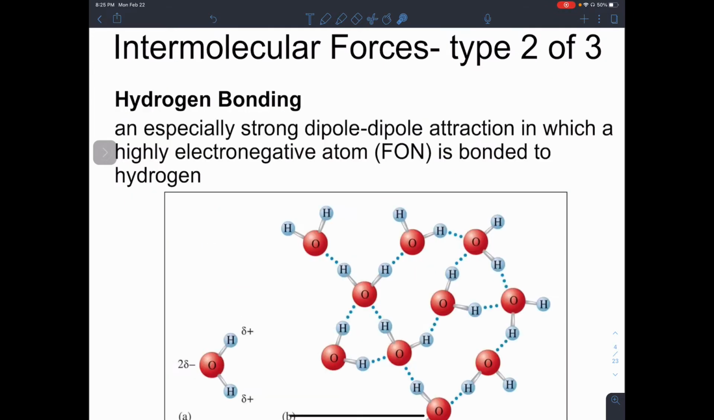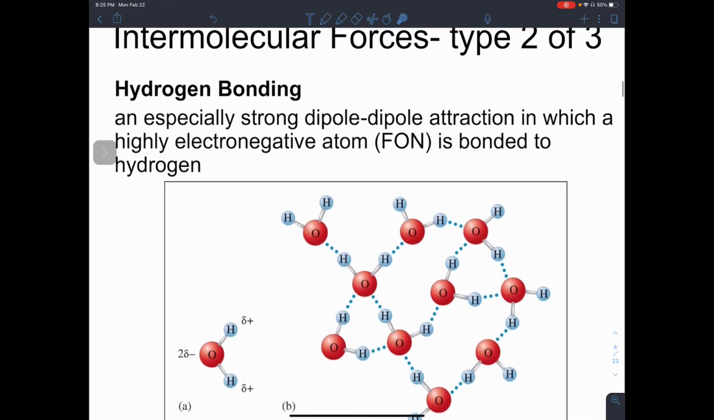The second of the three types is called hydrogen bonding. Now, hydrogen bonding is really an especially strong dipole-dipole attraction in which a highly electronegative atom, fluorine, oxygen, or nitrogen, is bonded to a hydrogen.